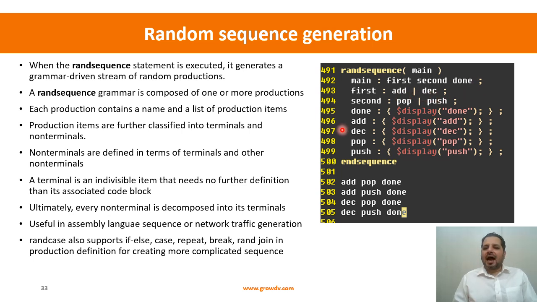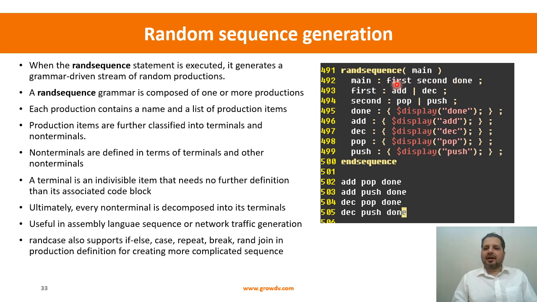Then if I look at add, it is a terminal because it's finally something executable. This dollar display can be executed, right? So I am saying dollar display of add. Then decrement is also a terminal, and here also we are doing the dollar display. And this second one can again be constructed of pop or push, and pop and push are again terminals because I have the dollar display, that is something that I can execute. Then I have done, which I was using at the first level, but that itself is a terminal because I am already doing something over here, right? And when I execute this particular rand sequence, what it does is it can now pick, so it will generate something in this order.